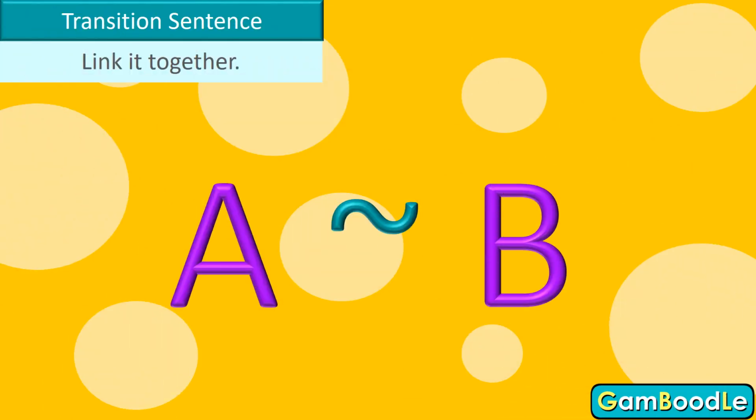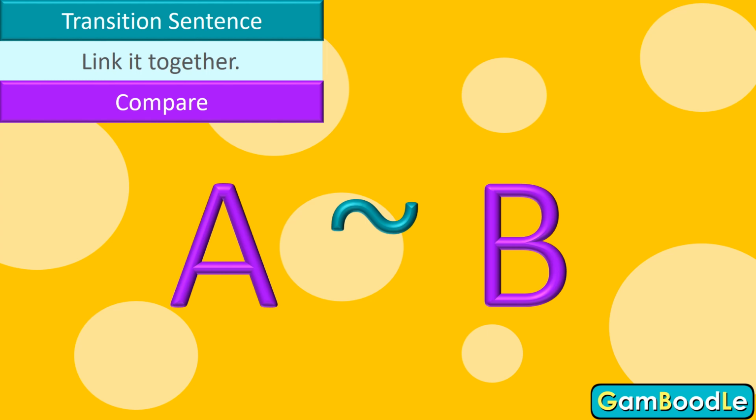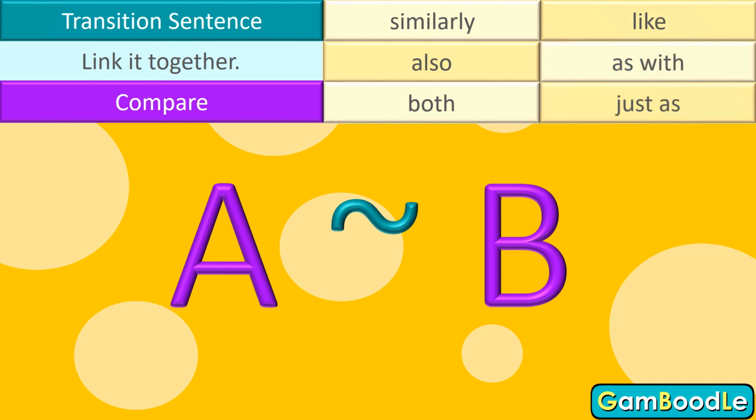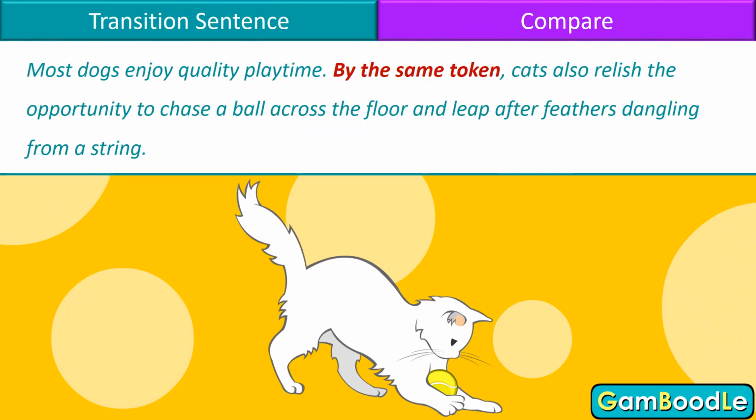Transition sentences can be used to make comparisons or show similarities. Some examples of transition words or phrases are similarly, also, both, like, as with, and just as. Let's look at an example. Most dogs enjoy quality playtime. By the same token, cats also relish the opportunity to chase a ball across the floor and leap after feathers dangling from a string.